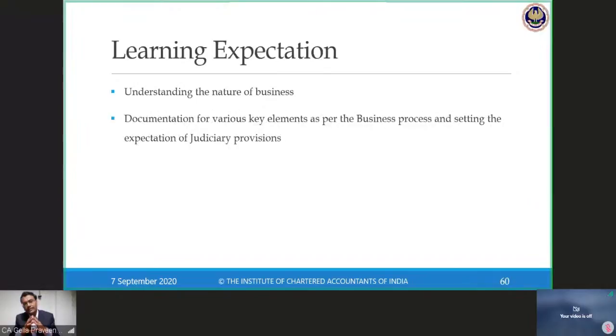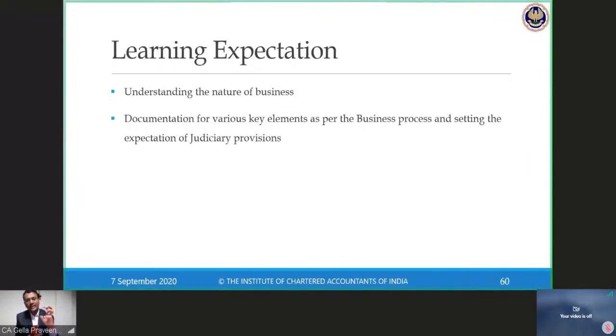Documentation for various transactions as per the business process, setting up the expectation. As I've been telling, there is always a susceptibility for the officer to set aside your transaction value and say, look, this is not the value, I'll go for Rule 31 as the best judgment possible. Now, you need to have documentation.